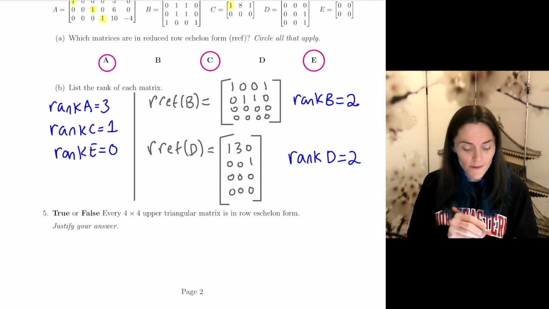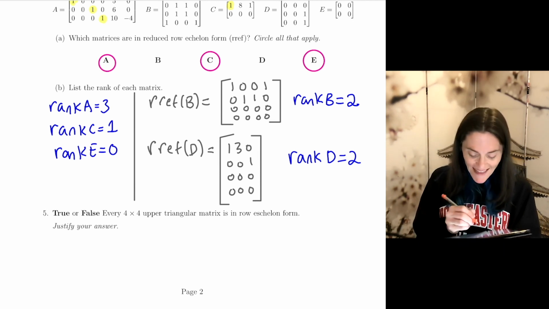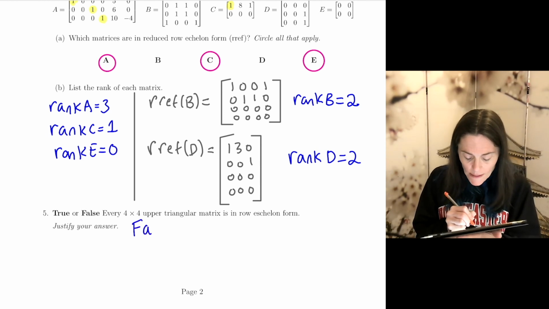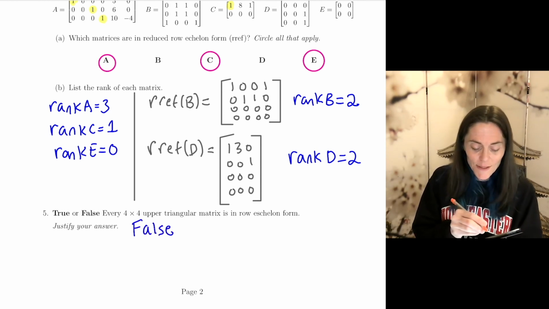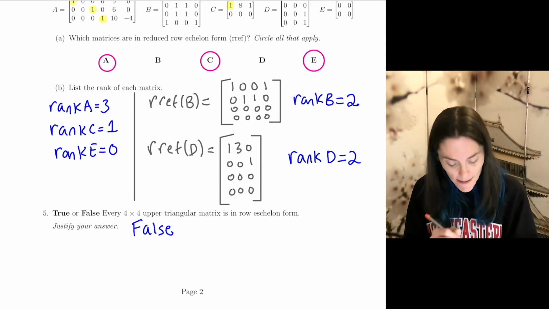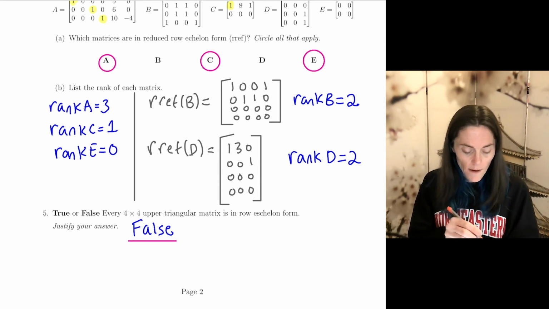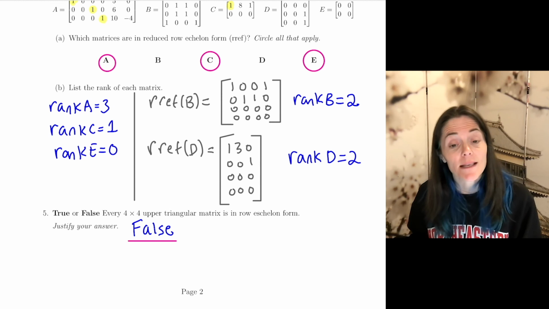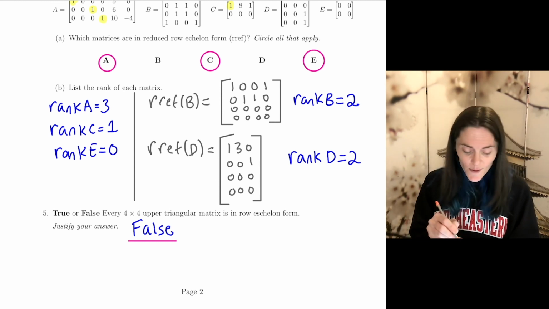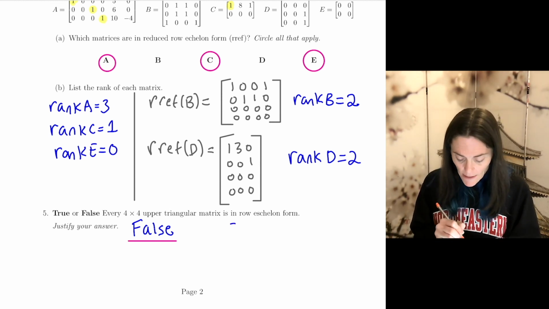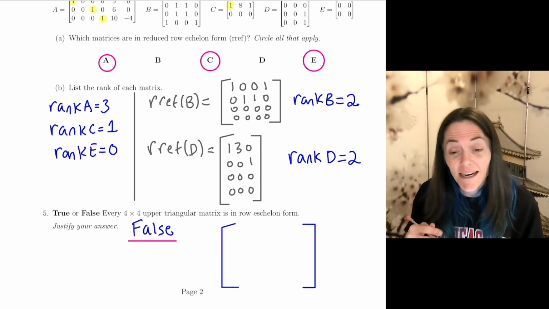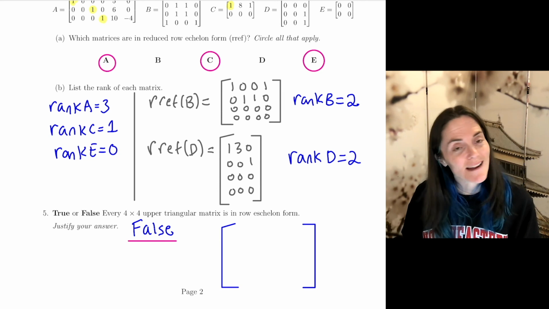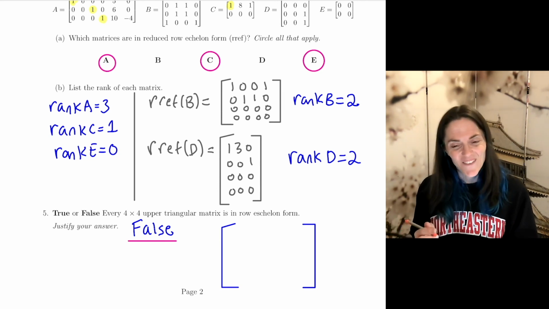The answer is false. So let's write it and then justify. It's always important when we are answering true false questions to understand why we are answering. Well, for here, I could just give an example. Let's give an example, and this will justify. Give an example of a 4 by 4 matrix. I need to make sure it's upper triangular, but it should not be in row echelon form.